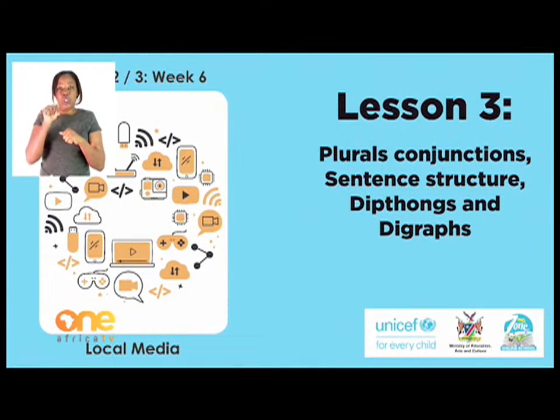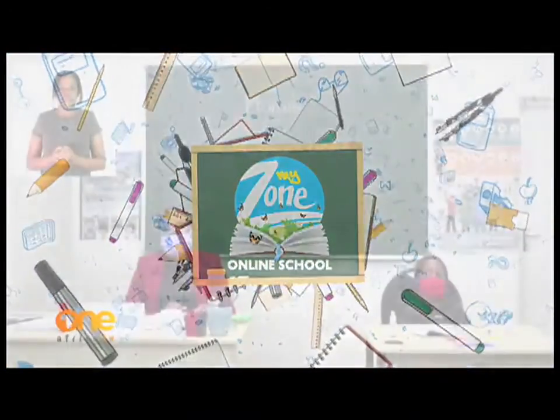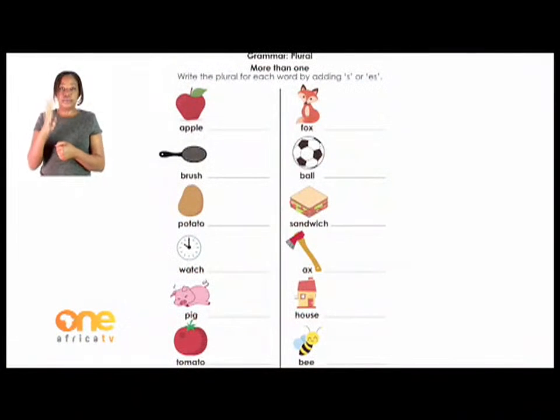Our lesson for today will be plurals, conjunctions, sentence structure, diphthongs, and digraphs. Okay, let's go over to page 14 together with the grade 2s. And the grade 3s, you are also welcome to revise with us. We are going to learn about plurals.